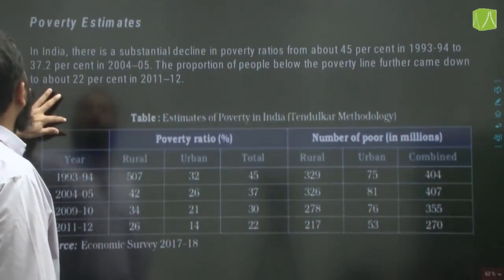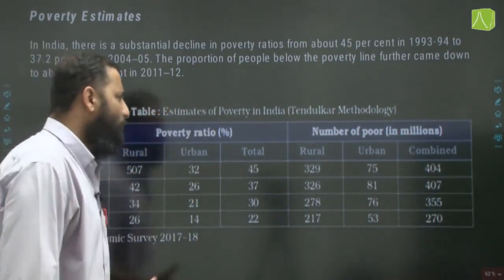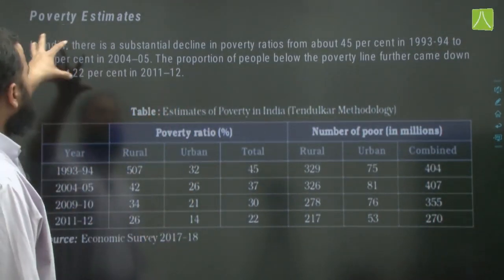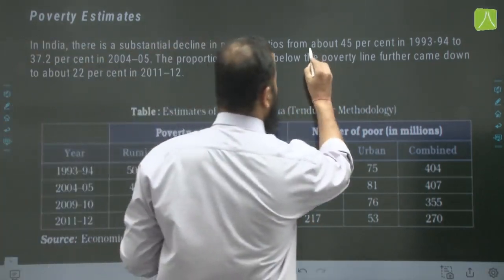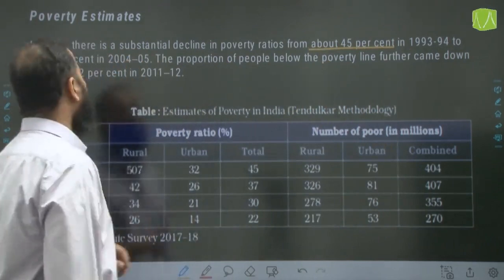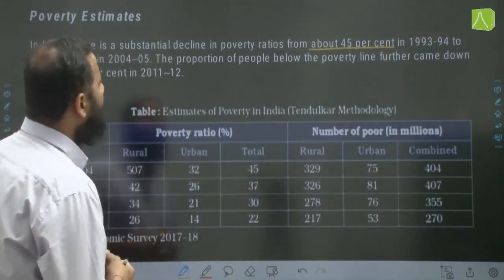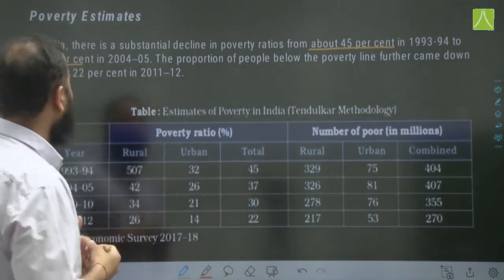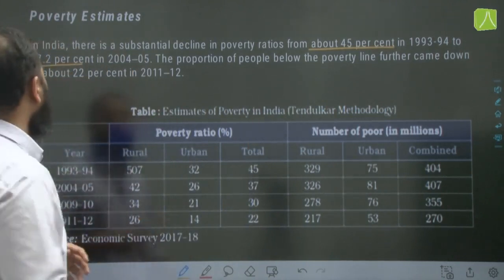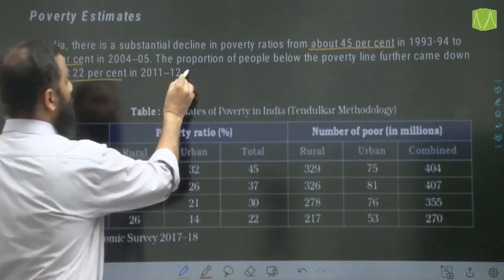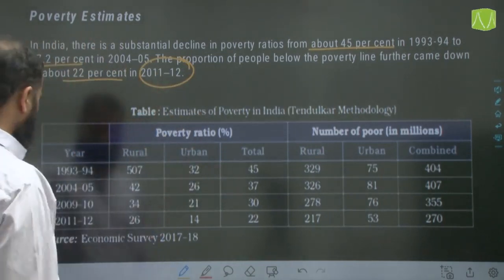Moving further, now these are some poverty estimates which we can see here, how the poverty has reduced. In India there is a substantial decline in poverty, as you can see here, ratios from about 45% in 1993 to about 37.2% in 2004. So there has been a substantial decline, and it's again on the declining trend. That is, the proportion of people below poverty line further came down to 22% in 2011-12. So that is a substantial reduction further. All right.